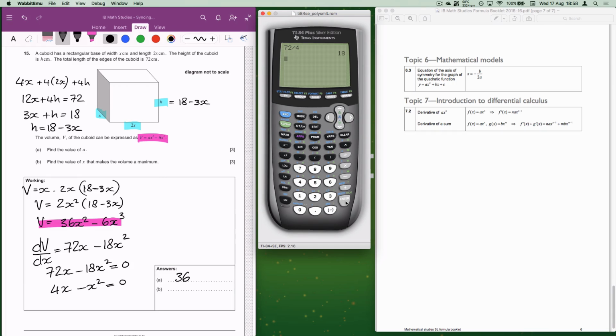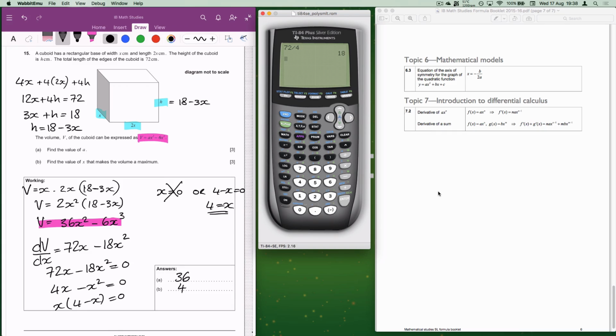We can take out a common factor of x. x times 4 minus x equals 0. And this then leaves us with x equals 0 or 4 minus x equals 0. Well, x cannot be 0. And 4 equals x. That must be the only solution that we can have. So the value that we have is 4.